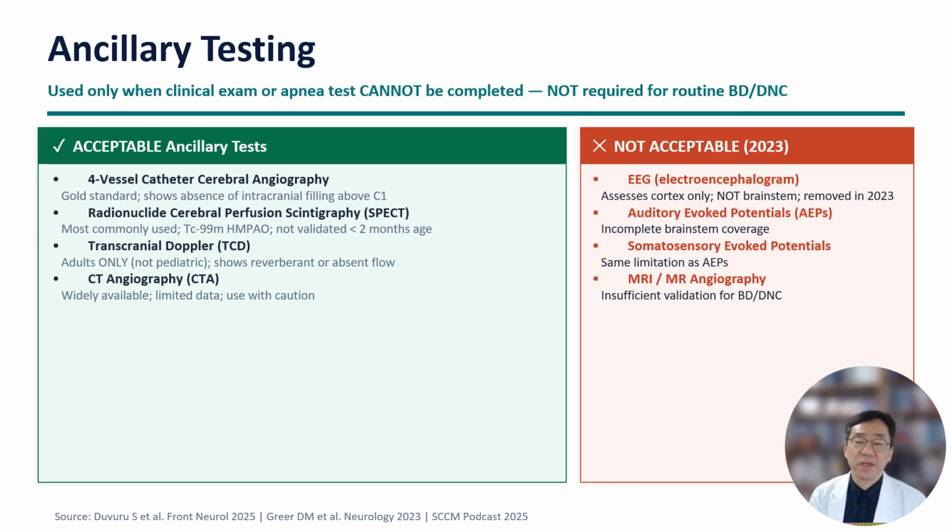Now, what's not acceptable? This is really important. EEG is out, completely removed from the 2023 guidelines. Why? Because EEG only assesses cortical activity. It tells you nothing about the brainstem function, and the brainstem requires whole brain assessment. Auditory evoked potentials and somatosensory evoked potentials are also unacceptable for the same reason, incomplete brainstem coverage, and the standard MRI and MR angiography do not have sufficient validation for this purpose. If someone in your institution is still using EEG as an ancillary test for brain death, this needs to be changed.